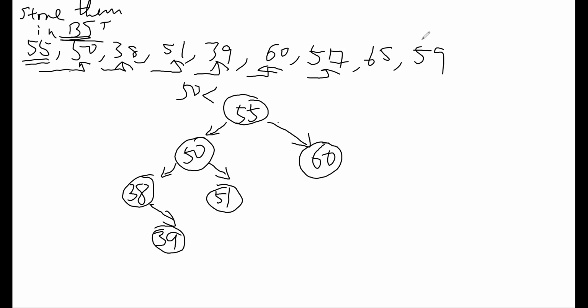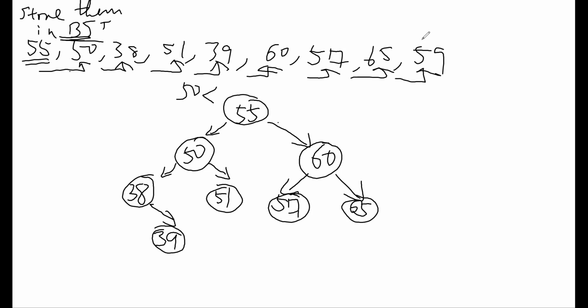And then what? 57. Same thing, you compare with 55. It's greater than 55, so it should go to right. And then compare with 60, it's less than 60, so it should go to left. And then nothing here, so you create and store it. Then next is 65. Same thing, 55 greater, compare with 60 greater, it needs to go to right, but there is nothing on the right. So then you can create the node and store it here, 65.